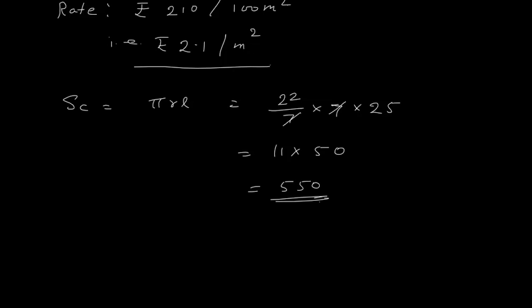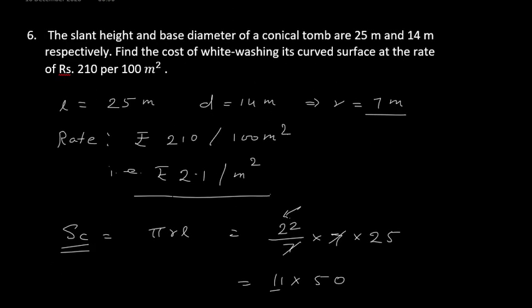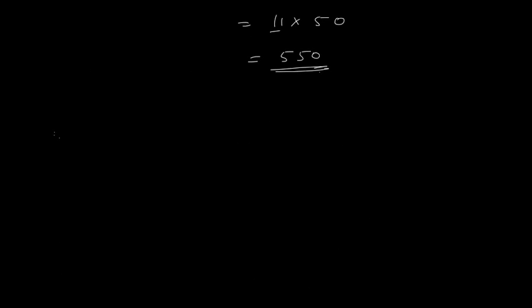Have you understood what I did? I considered this 22 as 2 into 11, and then 11 I write here and that 2 I multiply by 25 to get 50. As more and more zeros I will get at the end, the calculation will be simpler and simpler. So 11 into 5 is 55 and then into 10 will give me 550. 550 is the curved surface area. Now the total cost, therefore cost of whitewashing.